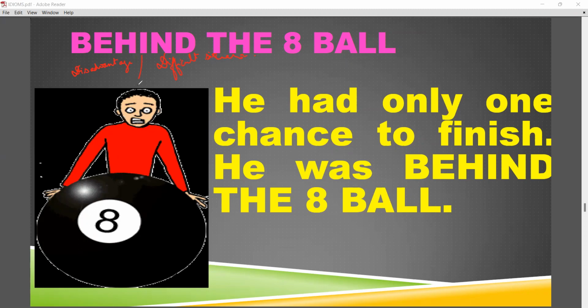So behind the 8 ball means that you are caught up in a difficult situation or disadvantaged scenario. For example, many families in the country are still behind the 8 ball and do not enjoy the same standard of living that other people enjoy. So they are in a disadvantaged position or in a worsened situation as compared to other people. So they are behind the 8 ball.